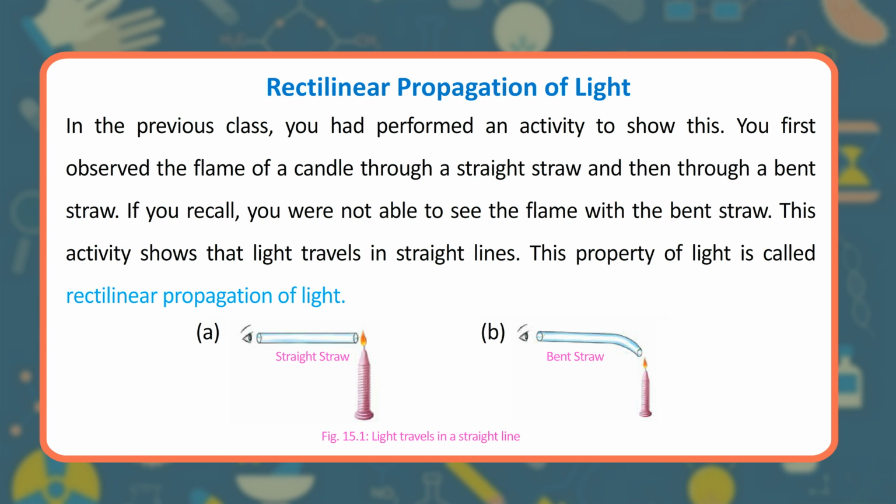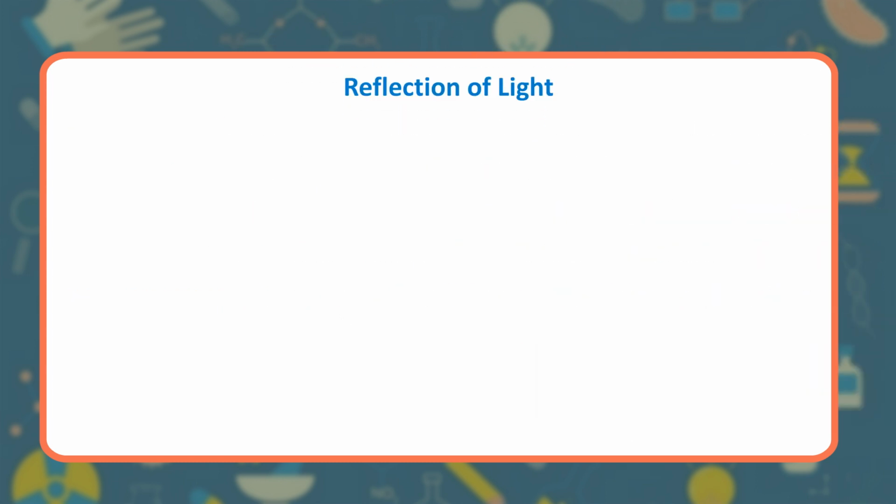You first observed the flame of a candle through a straight straw and then through a bent straw. If you recall, you were not able to see the flame with the bent straw. This activity shows that light travels in straight lines. This property of light is called rectilinear propagation of light. Straight straw. Bent straw.